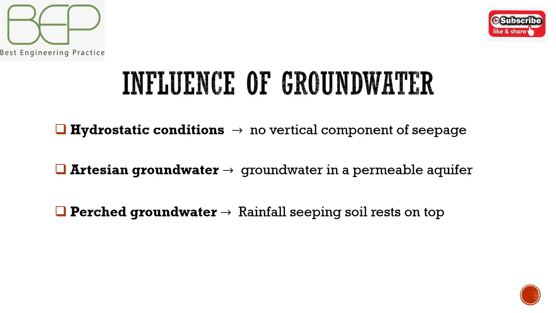Perched groundwater. Rainfall seeping from the ground surface through relatively permeable soil rests on top of a less permeable layer, below which a more permeable soil exists. When boring through this ground, a water strike will occur at or above the level of impermeable soil, but the groundwater will drain down the hole once the lower, more permeable material is reached. In developing countries, this situation will sometimes be found in cities where the water may be untreated effluent.